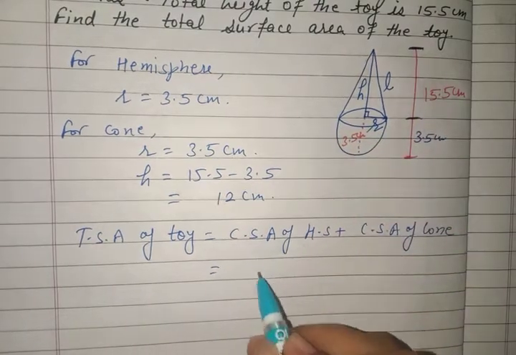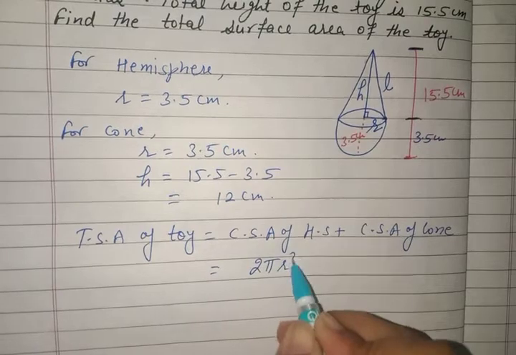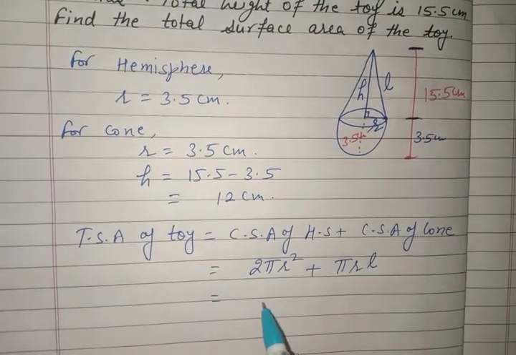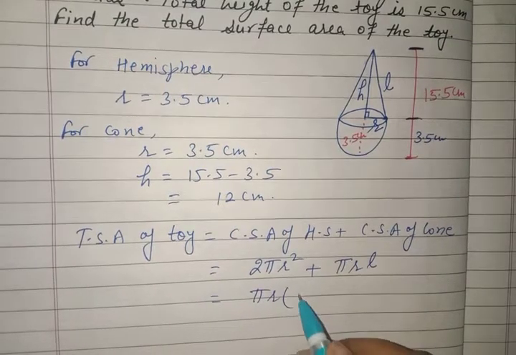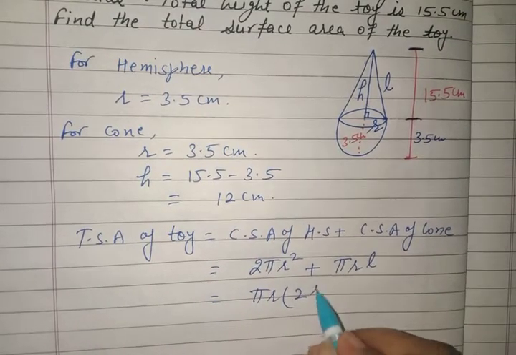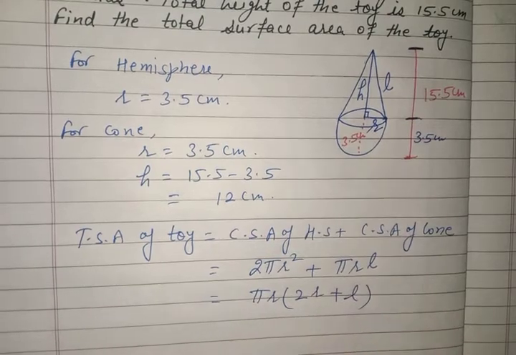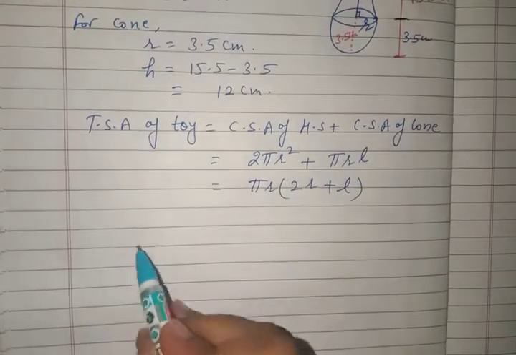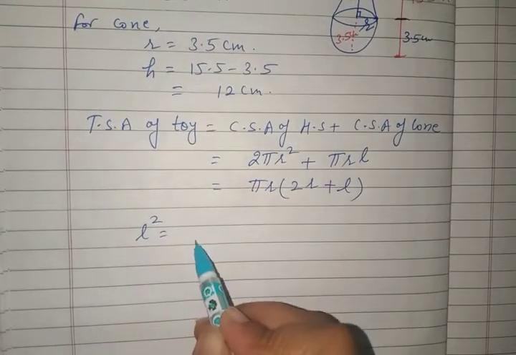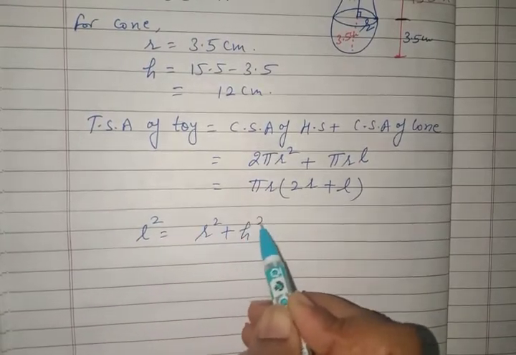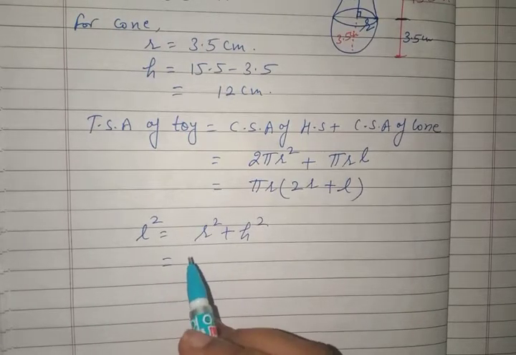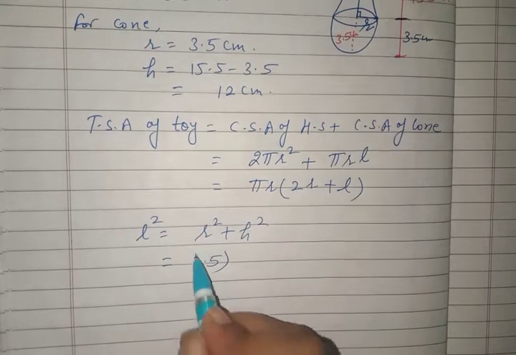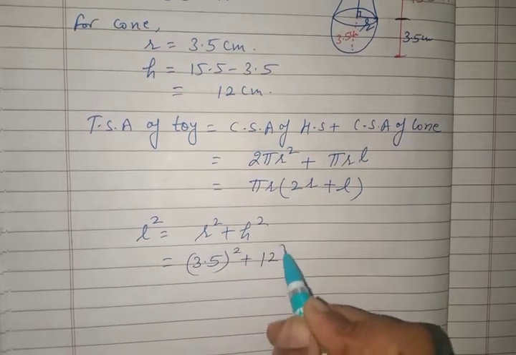So curved surface area of hemisphere is 2 pi r square and curved surface area of cone is pi r l. If we take common pi r, it will be pi r (2r plus l). Now putting all the values, we will get the answer. But first of all, we need to find l. So slant height l square is equal to r square plus h square. Put all the values. R here is 3.5 square and h here is 12 square.